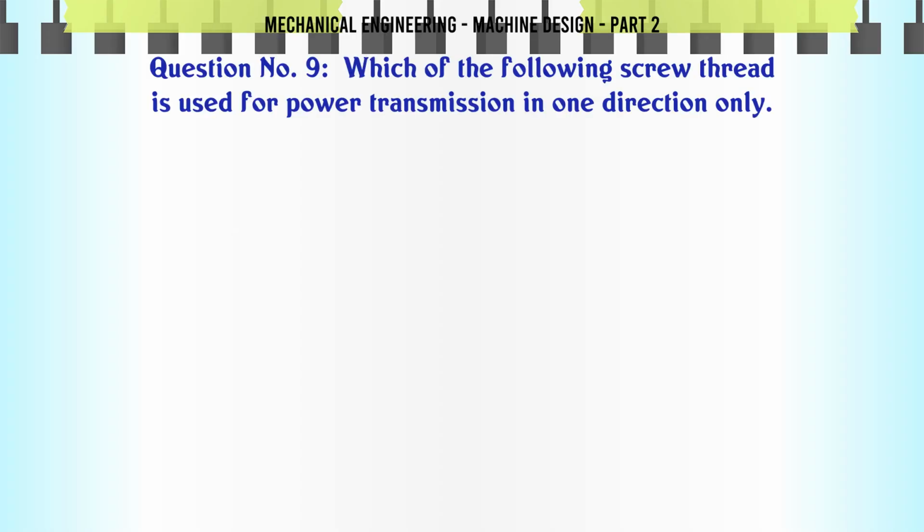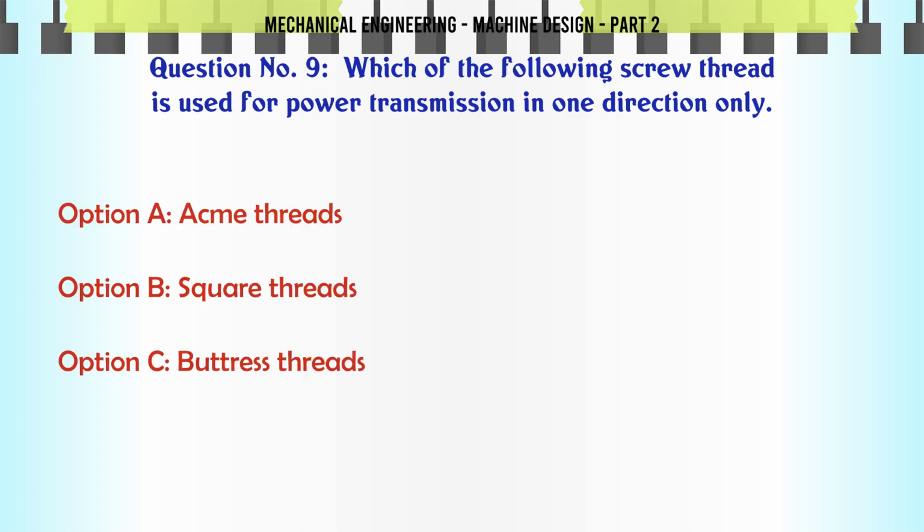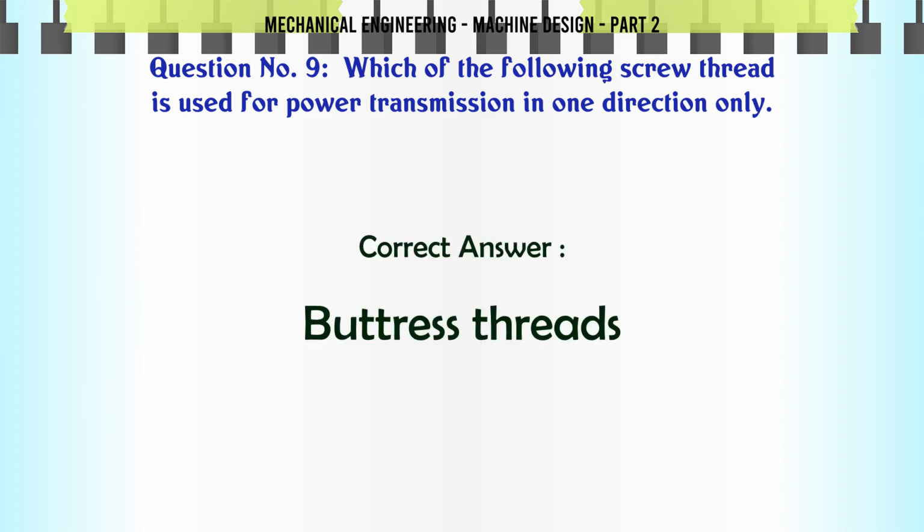Which of the following screw thread is used for power transmission in one direction only? A. Acme threads, B. square threads, C. buttress threads, D. multiple threads. The correct answer is buttress threads.